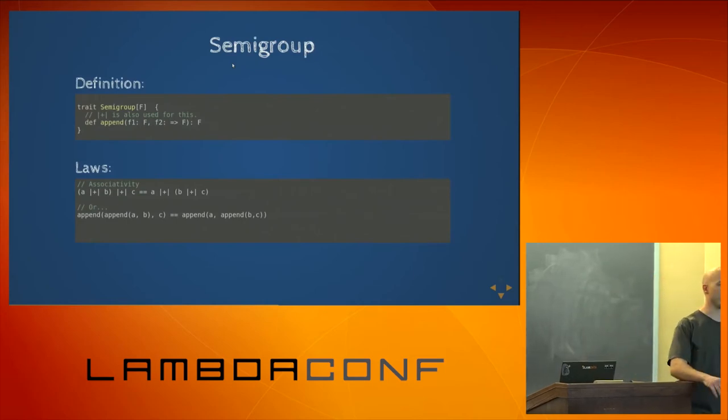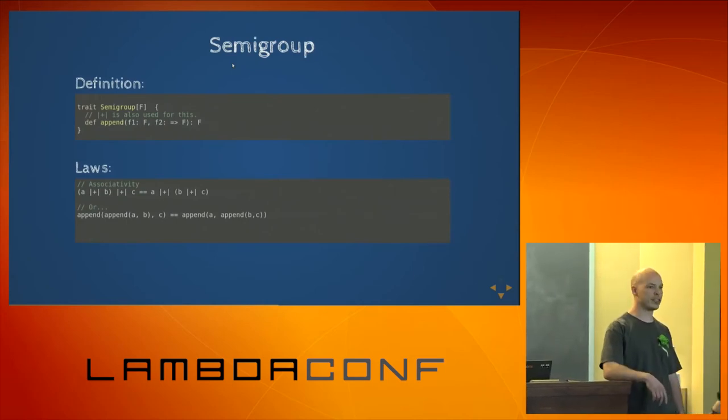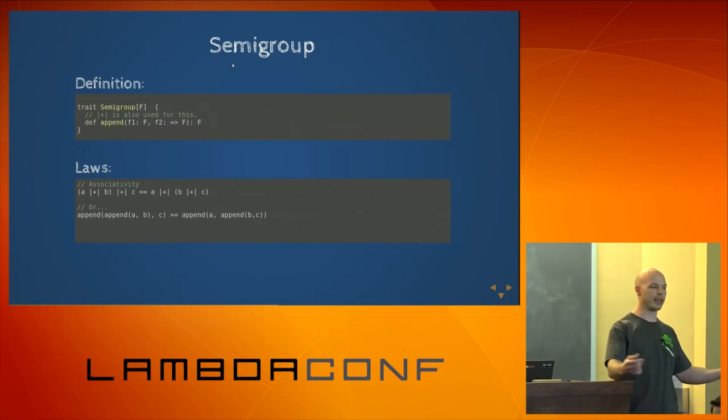So let's talk about the semigroup type class. This is a type class that's just saying you can add things together. The reason it's not called something like Additive is because addition is also commutative, and there's a bunch of other stuff. The only law you deal with when you're talking about a semigroup is associativity.